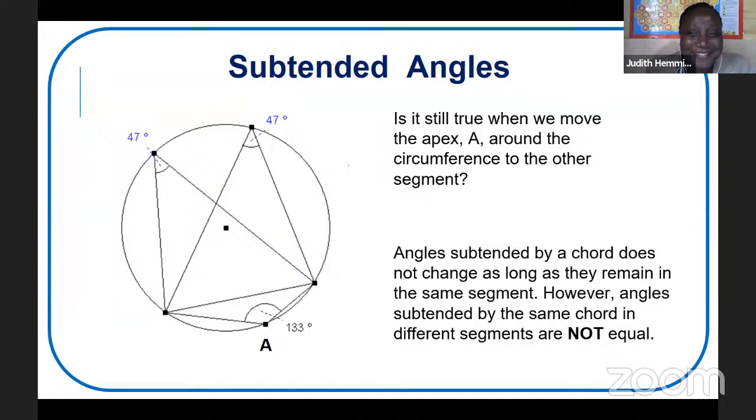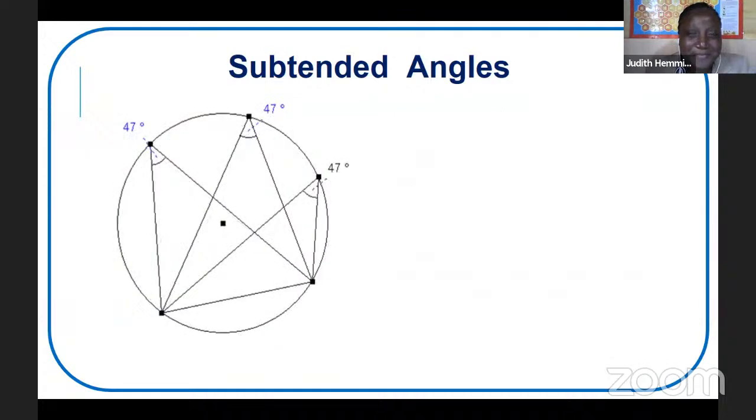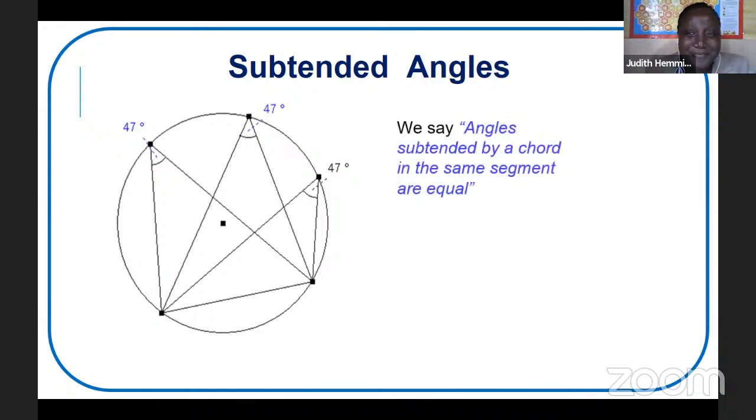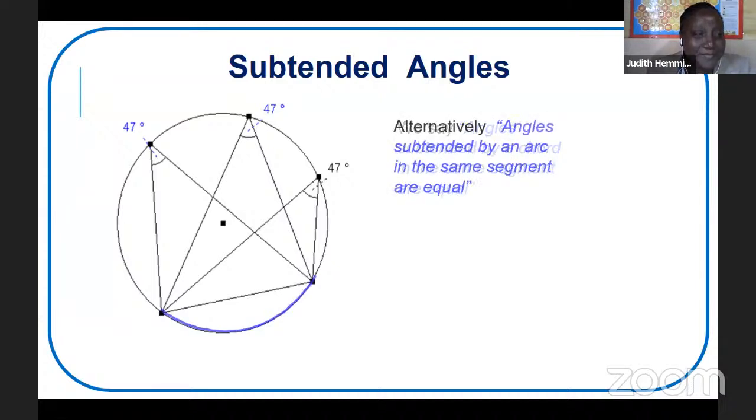However, angles subtended by the same chord in different segments are not equal, and we had looked at that property just now. Good. So we're on a roll, and we say that angles subtended by a chord in the same segment are equal.